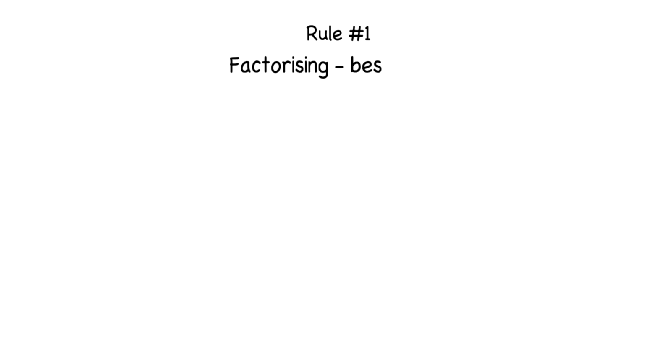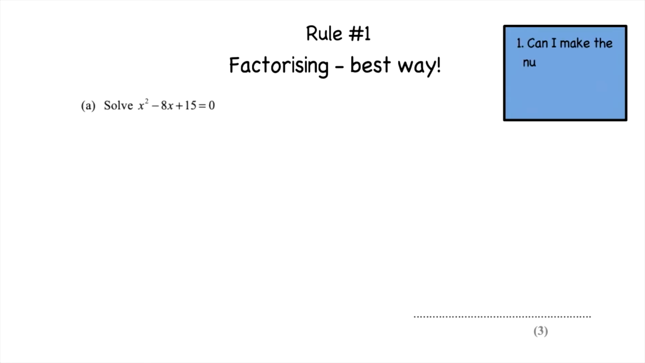Rule number 1, factorising is always the best way to go. To factorise, we need to make sure that the numbers work, in that we need 2 numbers to times together to make positive 15 and add or subtract to make minus 8. And we also need the number at the beginning to be low. I won't go into too much detail about the methods because I have separate videos for these, but I will go over a brief summary.